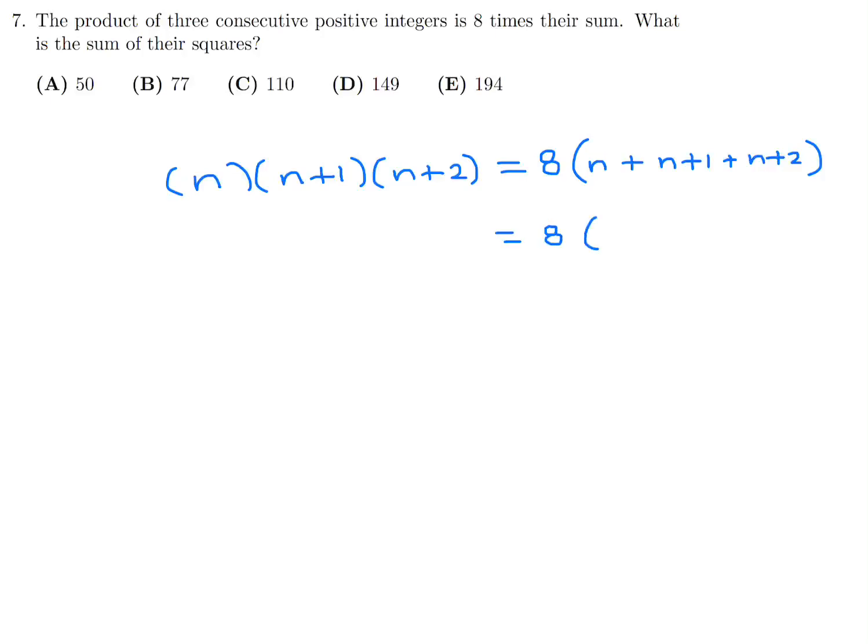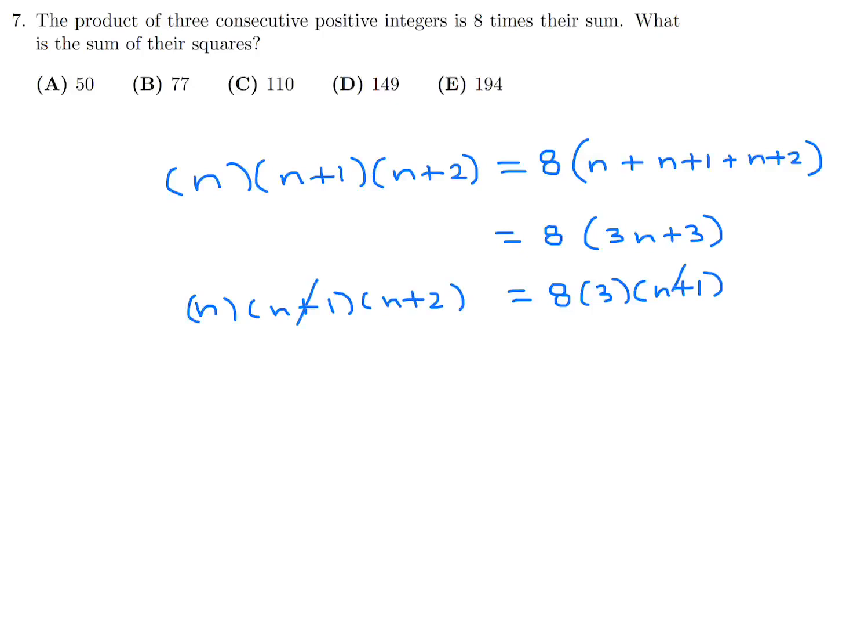So this side here becomes 3n plus 3. We can factor out a 3, and we'll get 3 times (n plus 1). And this side is n times (n plus 1) times (n plus 2). So the good news is the n plus 1 cancels on both sides, and we get n times (n plus 2) is equal to 24.